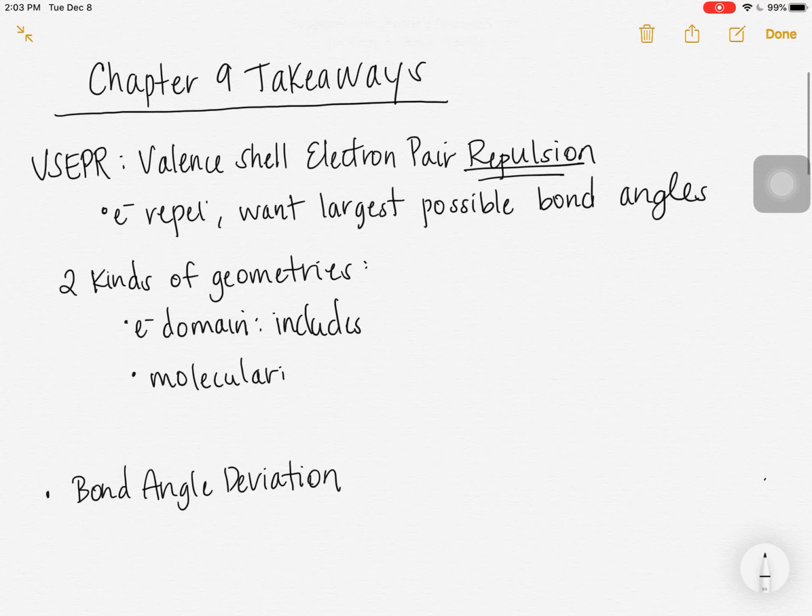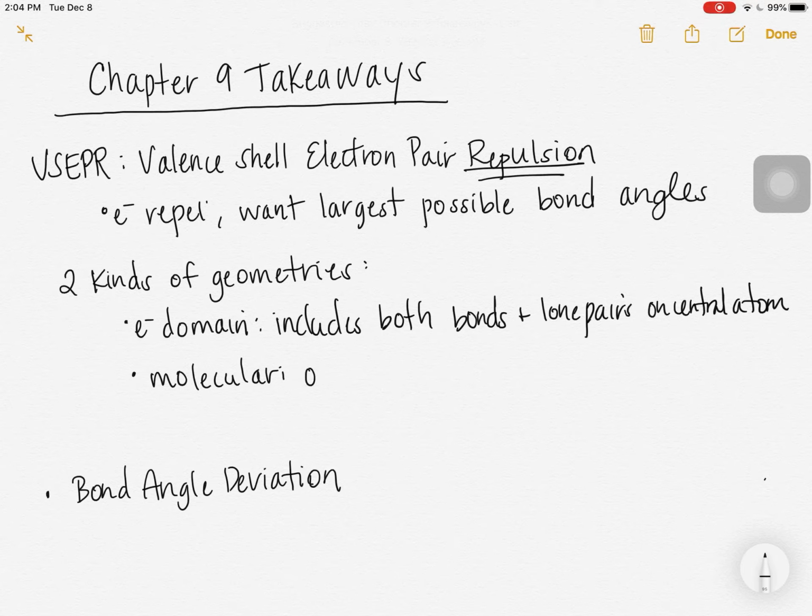We have the electron domain geometry, and that includes both bonds and lone pairs on the central atom. And we know, I'm not going to list them because you have this in other places, but we know that the 5 main electron domain geometries are linear, trigonal planar, tetrahedral, trigonal bipyramid, and octahedral.